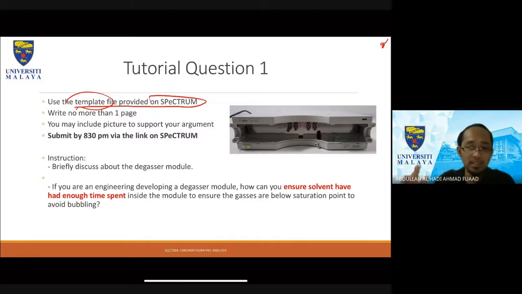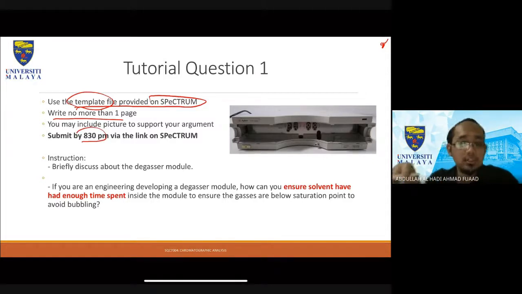It has all the correct formats, so do not change it. I want everybody to have the same format. Write no more than one page, a maximum of just one page. Do not change your font size, the font, or the page size. Just use the template and key in your answer. You may include a picture or pictures to support your argument. You need to submit it by 8:30 today.